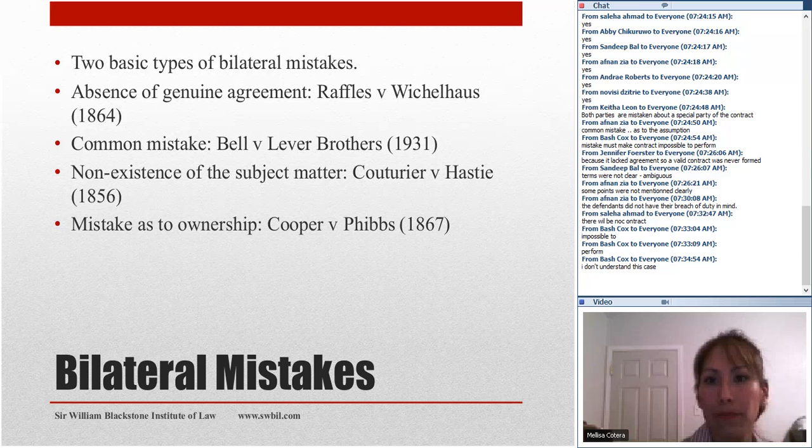In this case, the court held that the mistake was only such as to make the contract voidable, which means that the nephew had the option to cancel the contract. Do you have any questions so far?